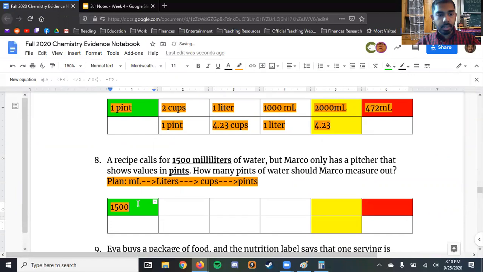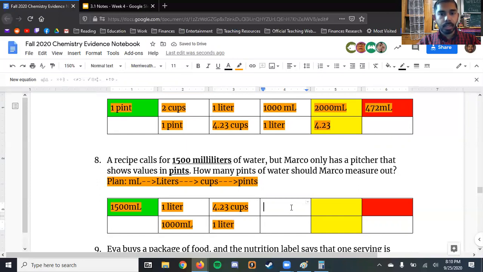We start off with 1,500 milliliters, and we're going to work our way backwards. We're turning milliliters into liters, so 1 liter goes on top. 1 liter is equal to 1,000 milliliters. Great. We're turning liters into cups, so 4.23 cups goes on top. 1 liter goes on the bottom. Cups into pints, so we know 1 pint is 2 cups, and we're good to go. Milliliters cancel out, liters cancel out, cups cancel out. Our final answer is in pints.